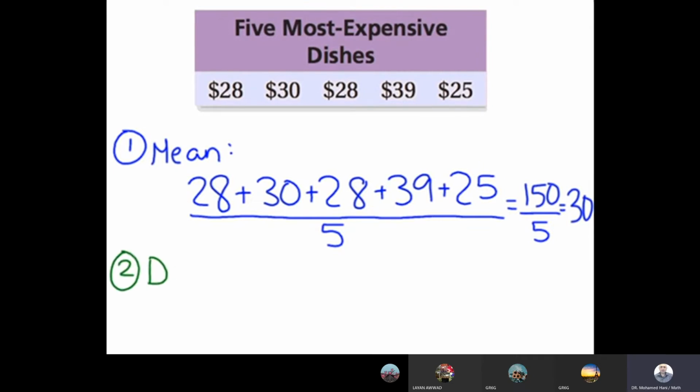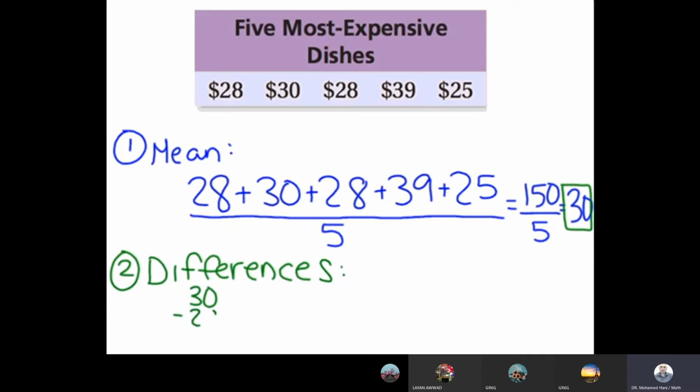So then our second thing that we're going to do is find all of our differences. So second, find the differences. And basically, we're just going to be subtracting this mean with all 5 of the numbers that are listed in the most expensive dishes. So we'll go ahead and start with 28. We always want to subtract to get a positive number. You're basically finding the absolute value of your distance.